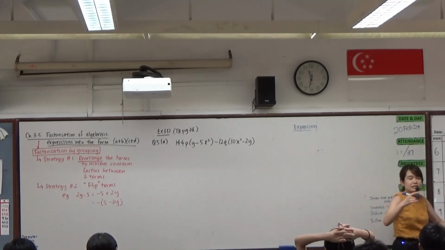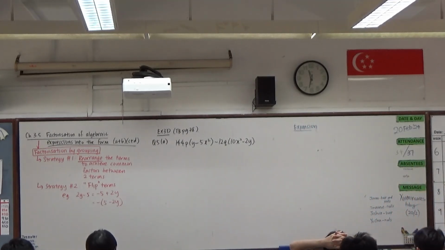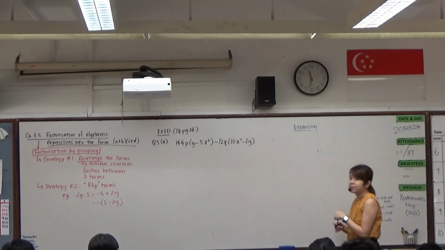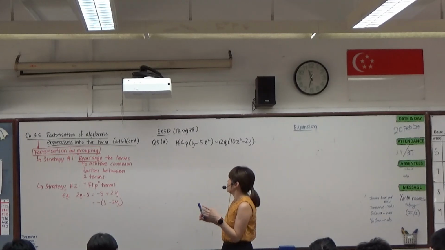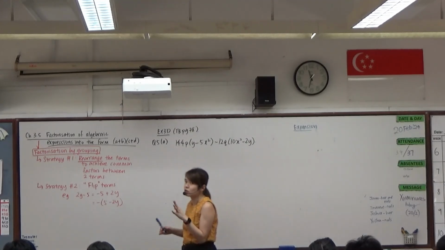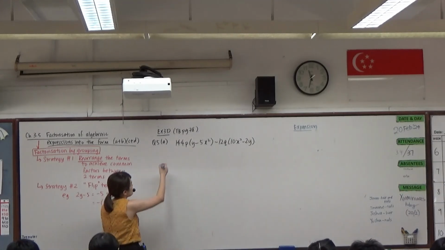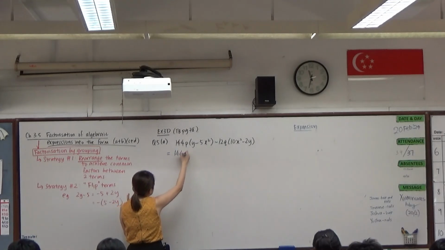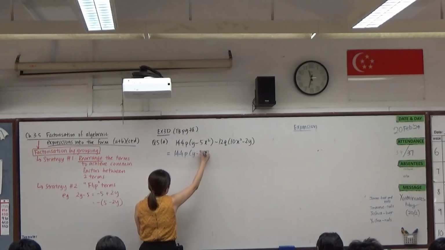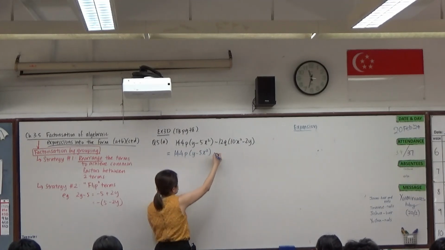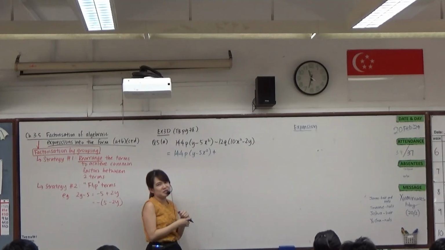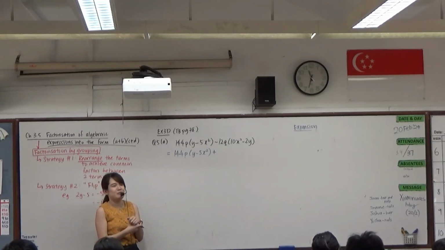Alright, anybody has a different alternative? We can just factorize. We can just continue from factorization. Okay, continue factorization. What do you mean by that? Tell me what to write. You do 144 bracket y minus 5x squared plus 12q minus 10x squared plus 2y. Wow, you skip a lot of steps. I don't know whether the whole class will be able to follow.